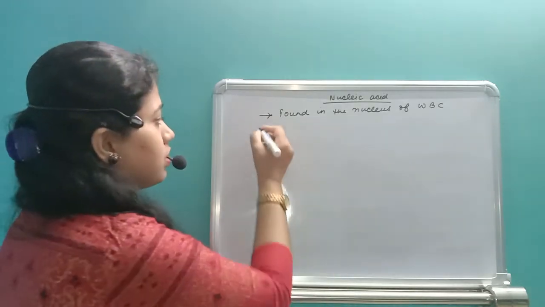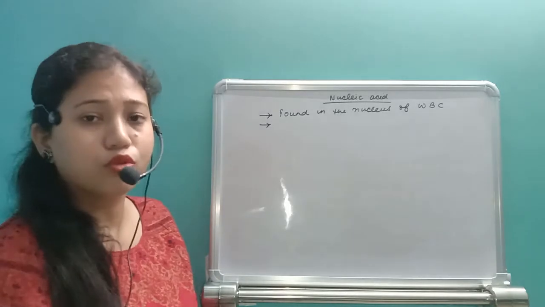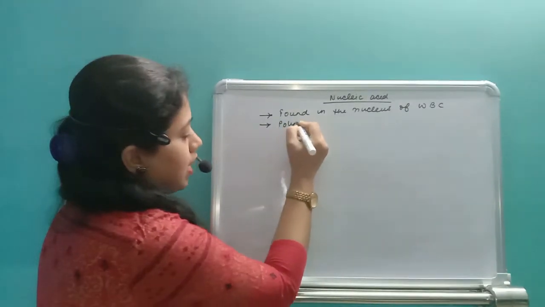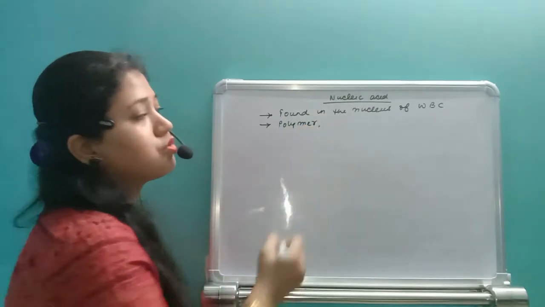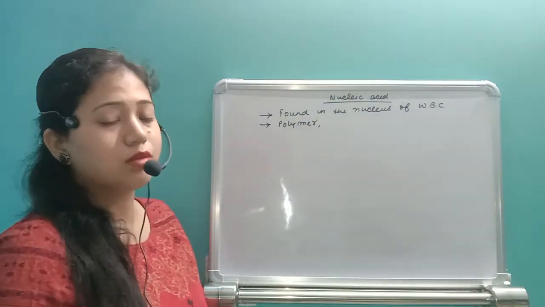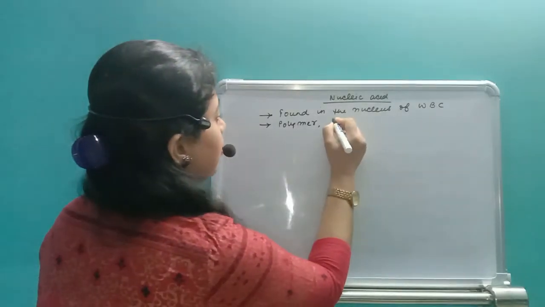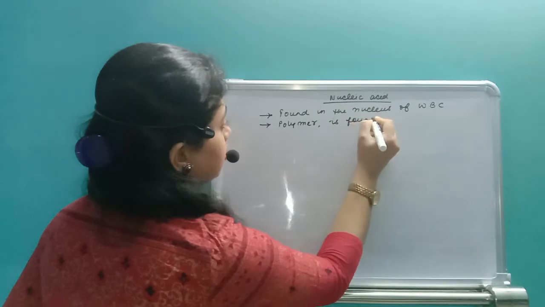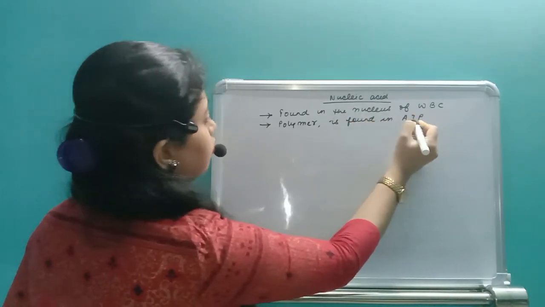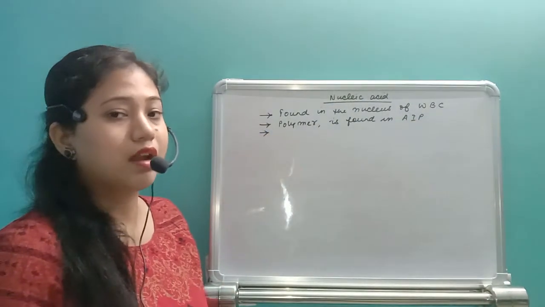Second thing, what is nucleic acid? Is it a polymer or monomer? Actually, it is a polymer. So as it is a polymer, where will we get this polymer, in the acid soluble pool or the acid insoluble pool? It is found in the acid insoluble pool.